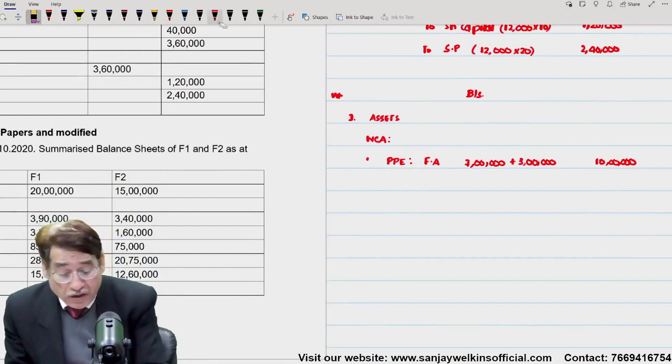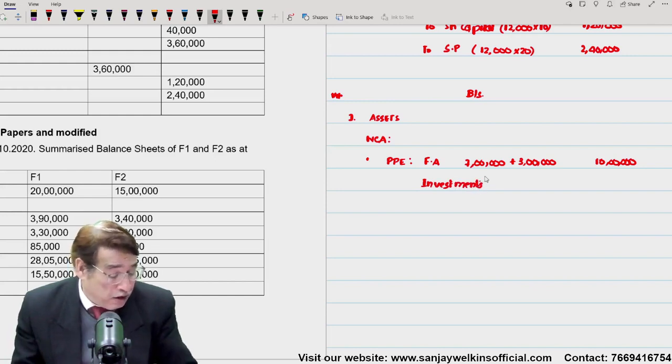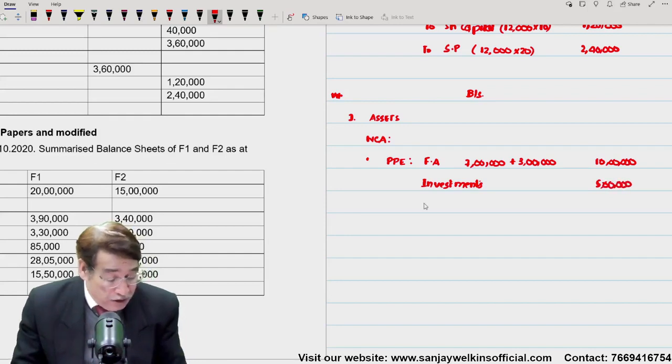Generally, after the fixed assets, investment should be written. So I will write investments. Now, investment of the acquirer entity is only there. So I will write the investment at 5 lakh. Now I will write the current assets.